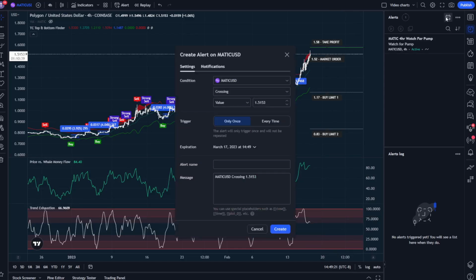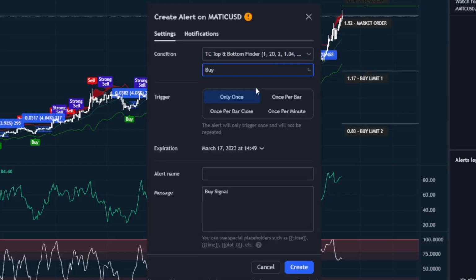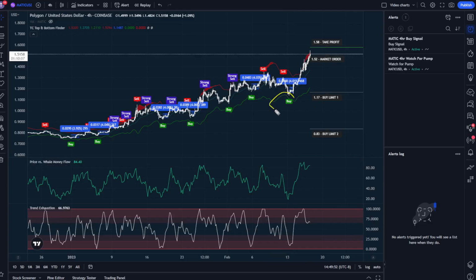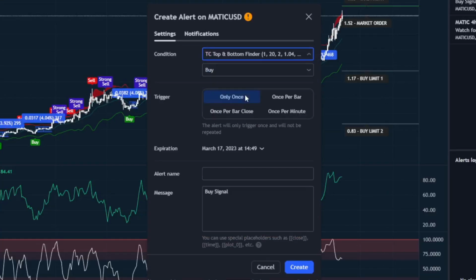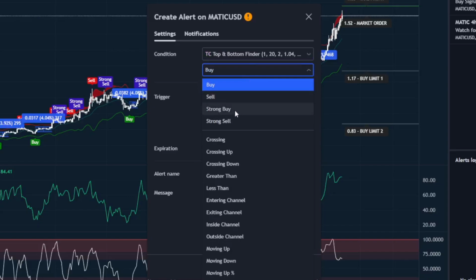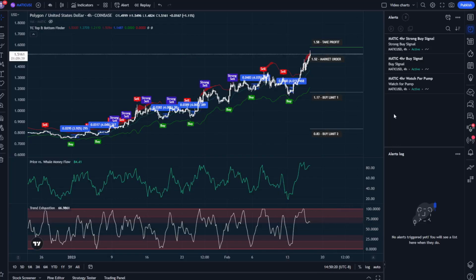From there, you're going to set another alert using the TC top and bottom finder, looking for a buy signal, once per bar close, name it, and then click create. Now this will let you know as soon as we see a buy signal pop. The last alert you're going to want to do is again TC top and bottom finder, but this time you want strong buy signal. Once per bar close again, name it, and then click create. And from there, you are good to go.